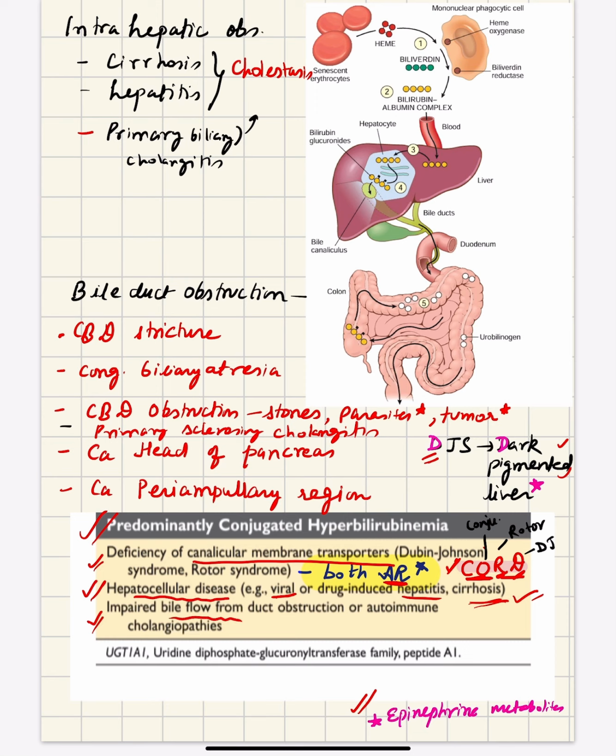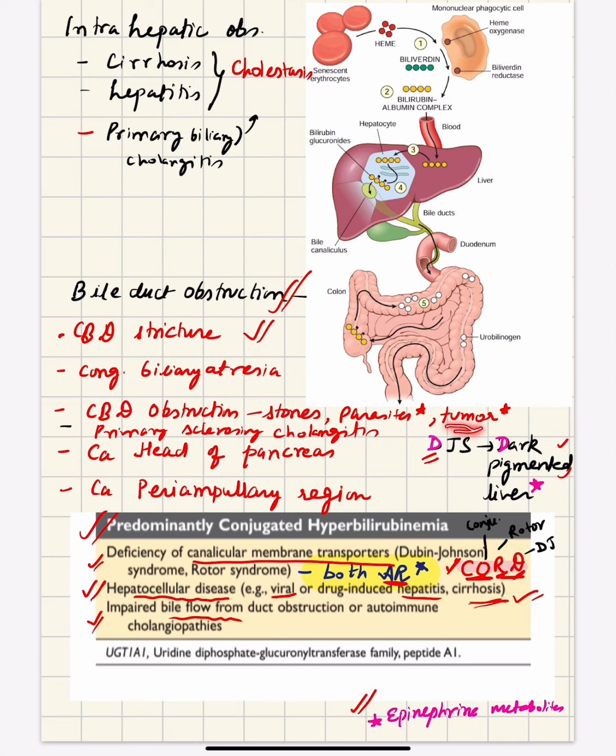So there are various causes of the obstruction in the bile duct. There can be stricture in the common bile duct. Then there can be defective formation of the biliary channels in congenital biliary atresia. Then the common bile duct can also be obstructed by the presence of CBD stones. They can be parasites. Which parasite? The liver fluke. Again, MCQ. So Clonorchis sinensis is the parasite that can cause the obstruction of the bile duct.